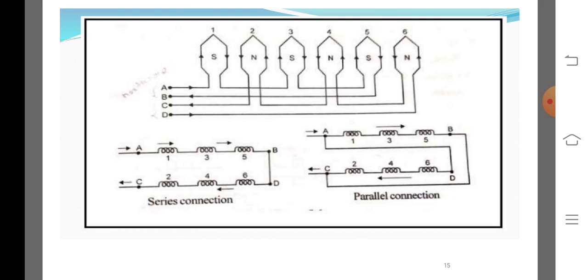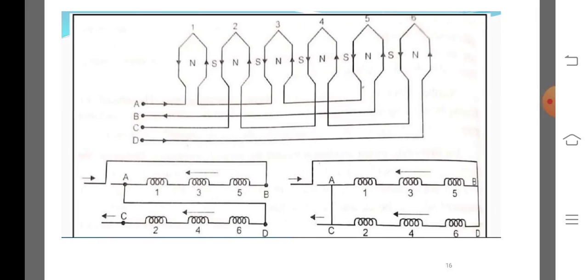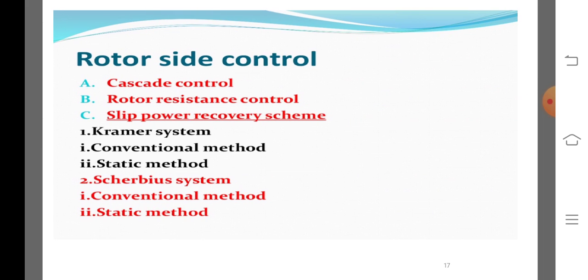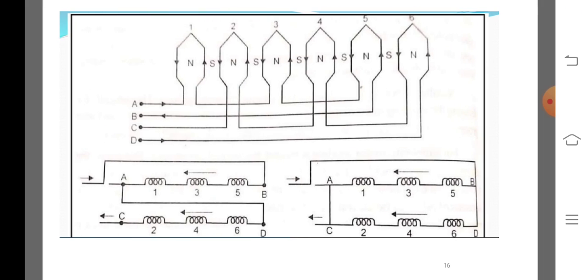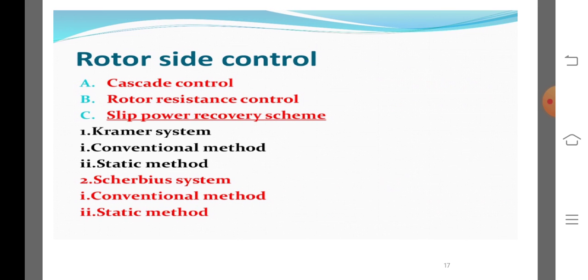The change of number of poles is achieved by having two or more entirely independent stator windings in the same slot of the stator core. Each winding gives a different number of poles and hence different synchronous speeds. Motors with four independent stator windings are also in use and they give four different synchronous speeds. This is pole changing. Come, let's go with another interesting topic, rotor side control.